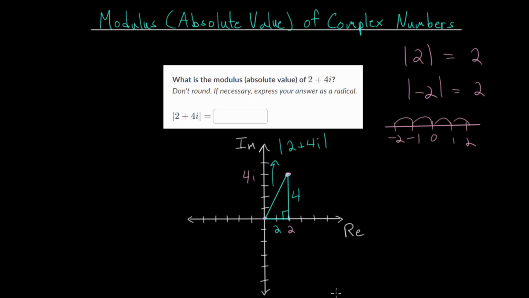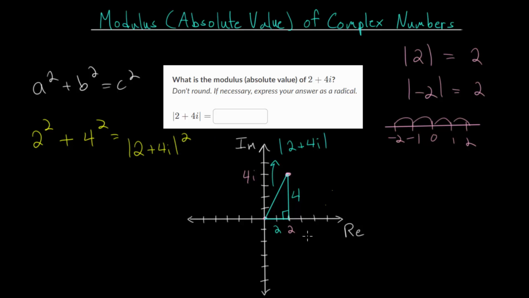So we have this right triangle, and we can apply the Pythagorean theorem, which remember is just a squared plus b squared is equal to c squared, where a and b, these are the legs of the right triangle, and c is our hypotenuse. So let's plug everything into our formula. We have that a, we can call that 2 in this case. So we have 2 squared plus b, which is 4. So we have 4 squared, and this is equal to our hypotenuse squared. And our hypotenuse, that's just this absolute value. And we can write in that we have the absolute value of 2 plus 4i, and we will square that.